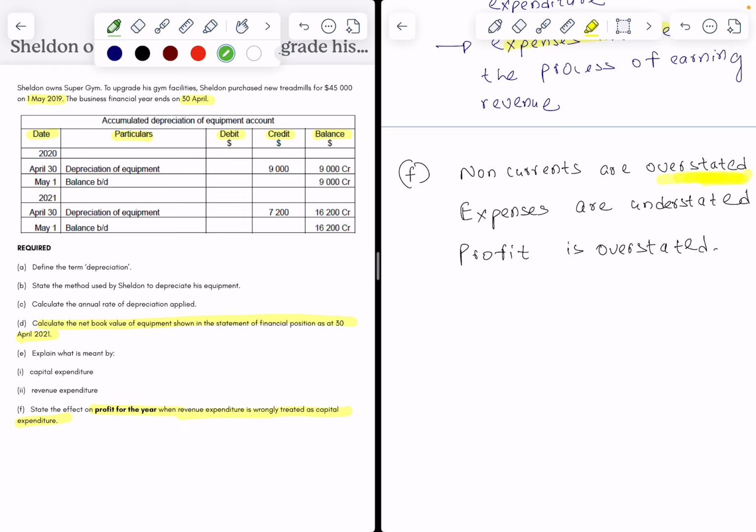So the effect when the revenue expenditure is wrongly treated as a capital expenditure is that the non-current assets are overstated and simultaneously the expenses are understated. And we know profit is simply revenue minus expenses. So expenses are understated, profit will therefore be overstated, okay? So that's as simple as it can get.